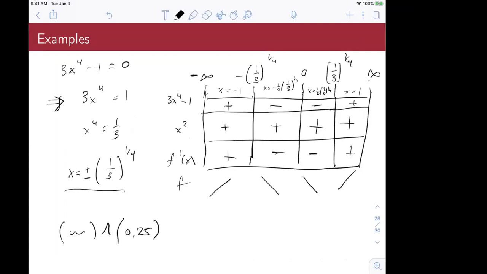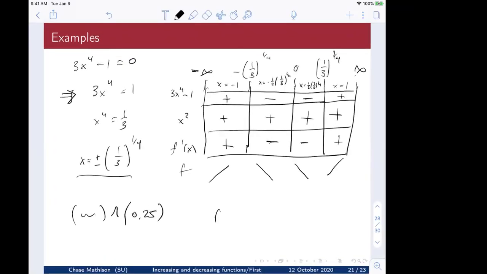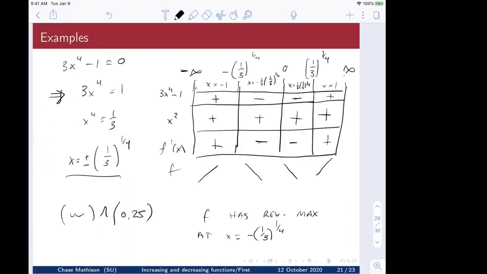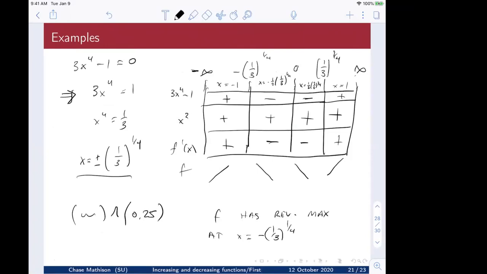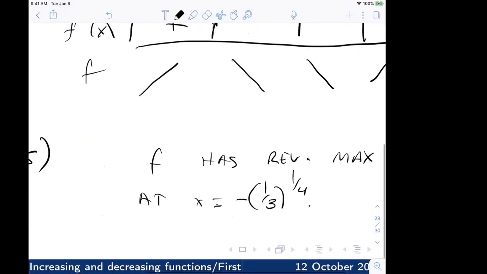Okay, so for right now, I'm just going to say f has a relative maximum at x equals minus 1/3 to the 1/4, and f has a relative minimum at x equals positive 1/3 to the 1/4.